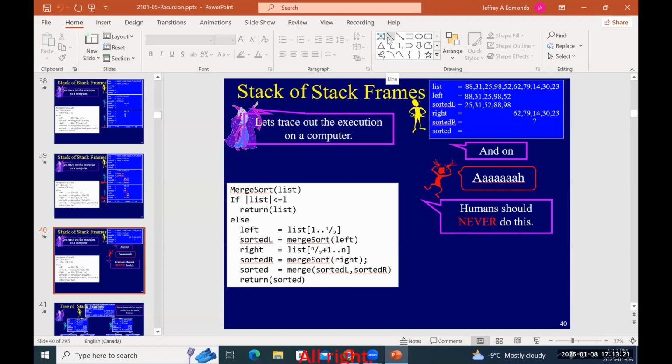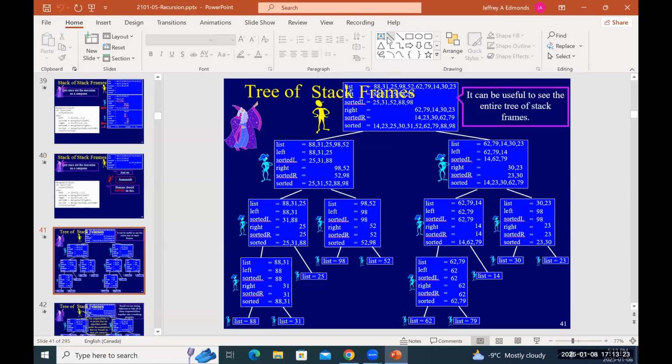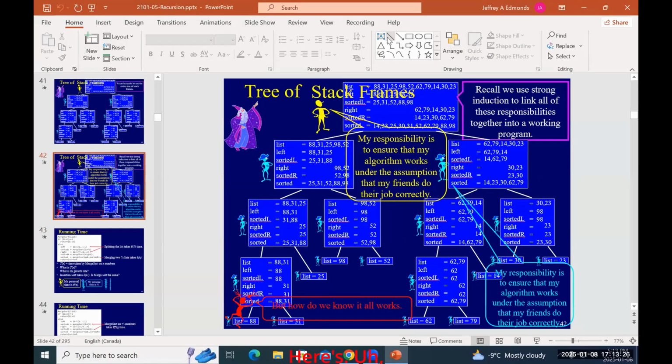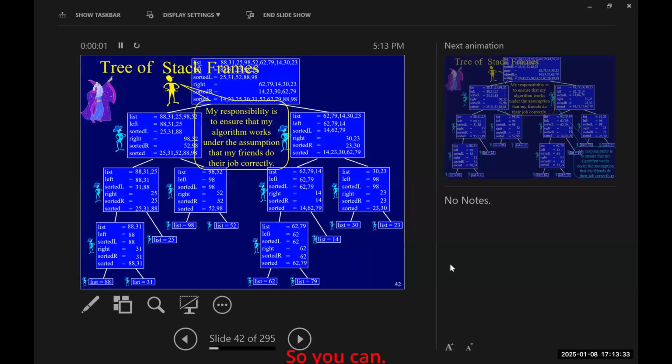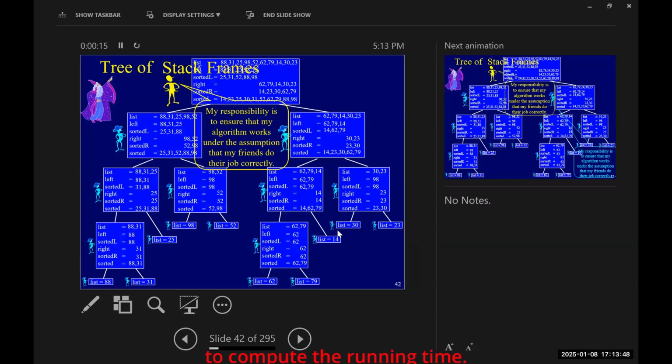All right. Now here's the tree of stack frames, right? So you can lay out the entire tree and think about it. But it's complicated, and the only reason for doing this is when you need to compute the running time. You say, how much work does each of these individuals do, and you sum it up. But otherwise, you're better off with your friends.